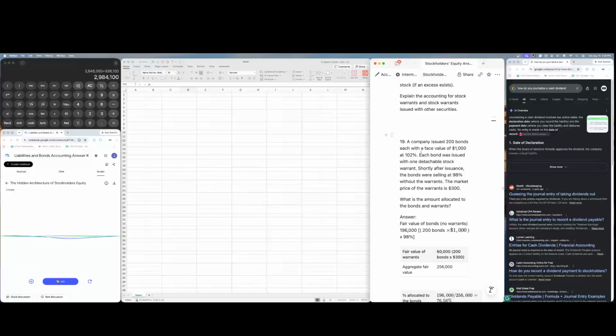What's fascinating is how we account for them when they're issued with other things. Like when a company sells a bond but attaches a detachable stock warrant to it. What is a detachable stock warrant?